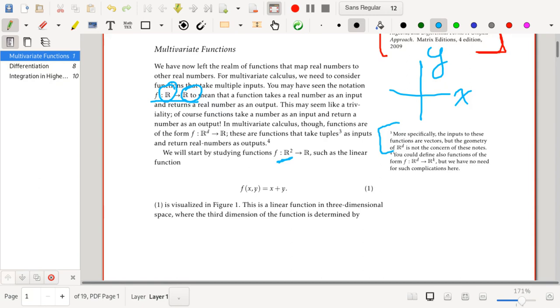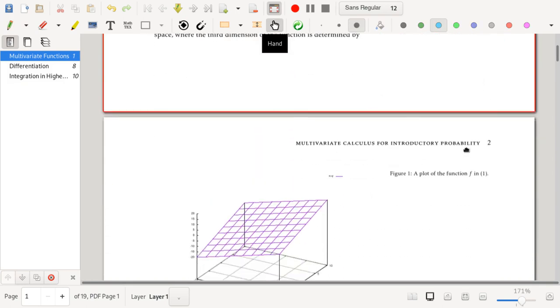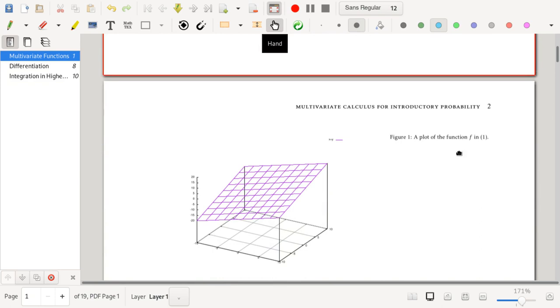So one such function that is a function from R2 to R is the function f(x, y), which is equal to x plus y. This is a linear function. Here is a visualization of what this function looks like.